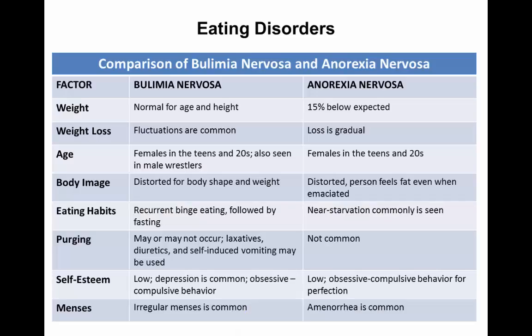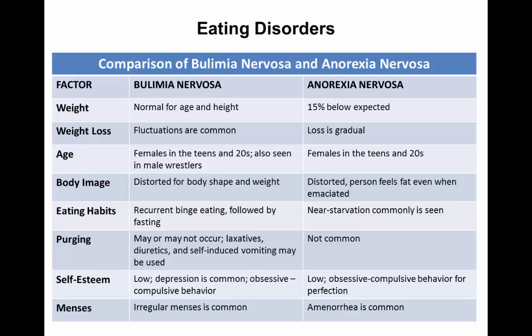This table is a comparison of bulimia nervosa and anorexia nervosa. Bulimia nervosa has certain factors. Weight will be normal for the age and height of the individual. Fluctuations in weight loss are common. It is most commonly associated with females in their teens and 20s and also seen commonly in male wrestlers.